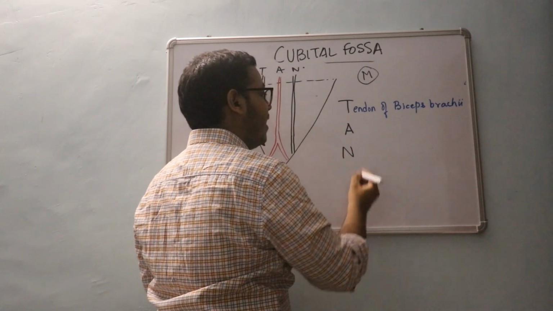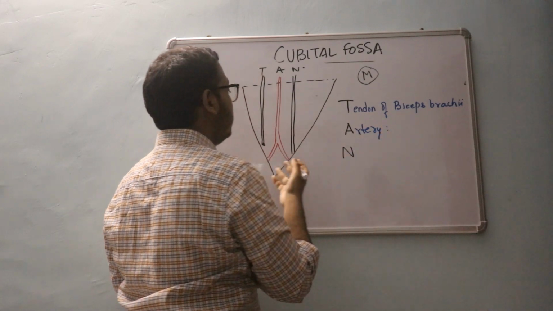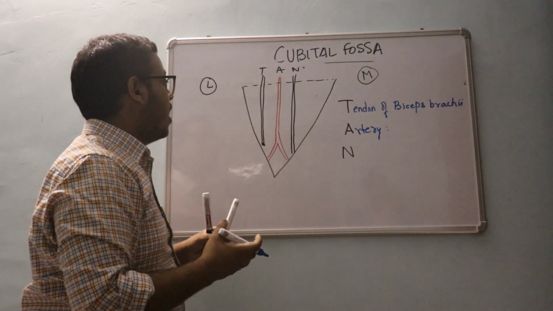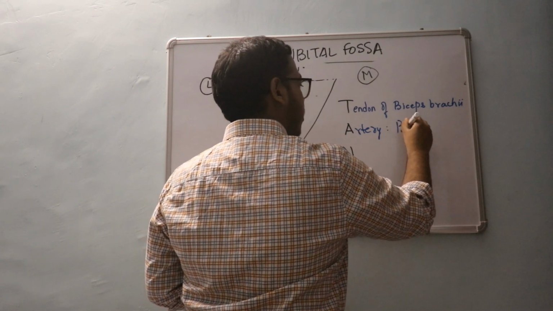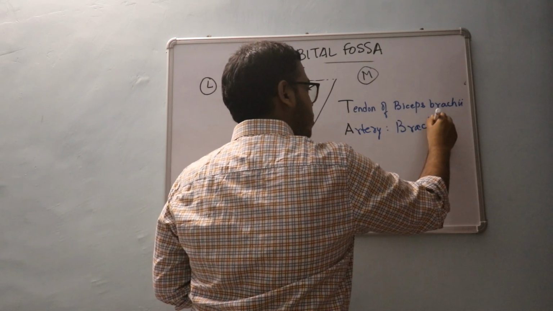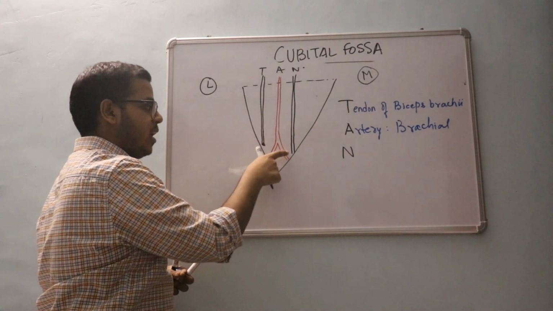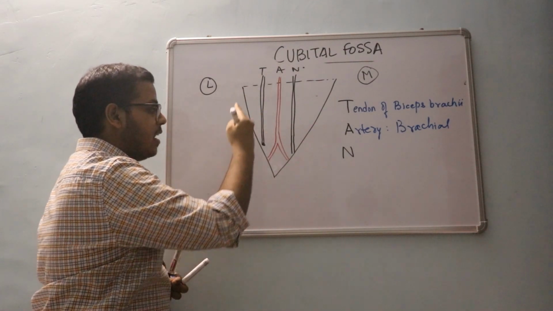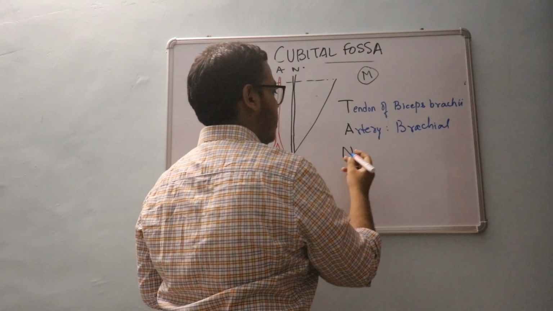What is the A? It is the artery. What artery is present in the arm or the brachium? The brachial artery. So it has to be the brachial artery. Of course, you can also see that I have also shown the bifurcation of the brachial artery into the radial and the ulnar artery, because this is the lateral and this is the ulnar side or the medial side.